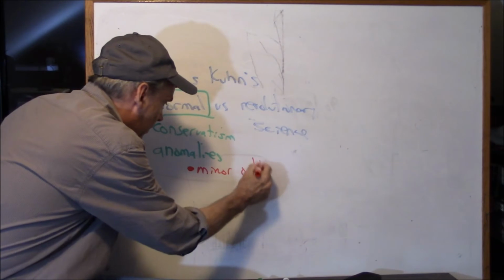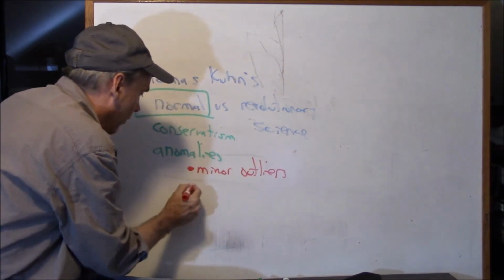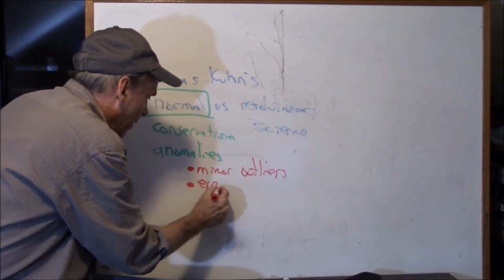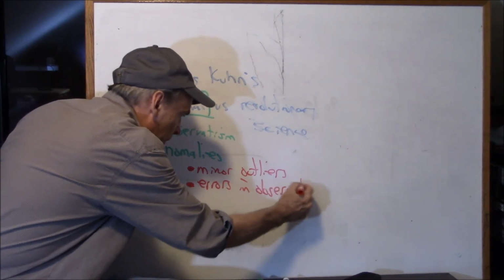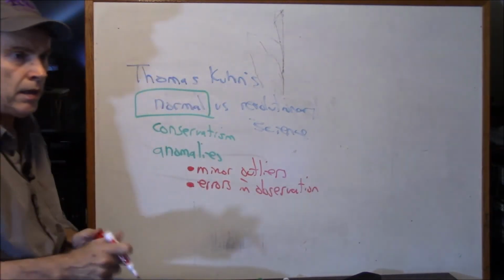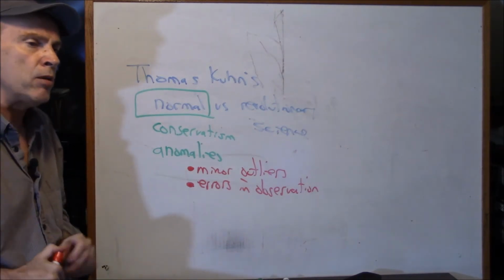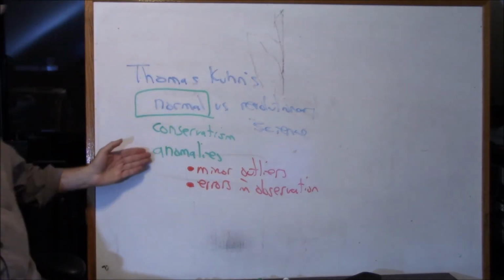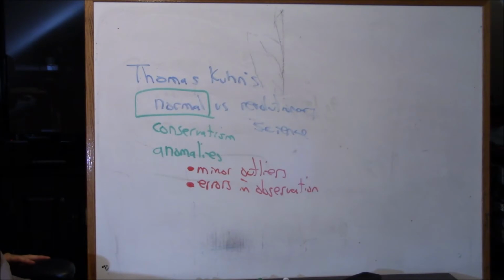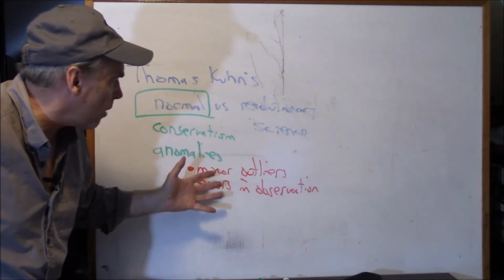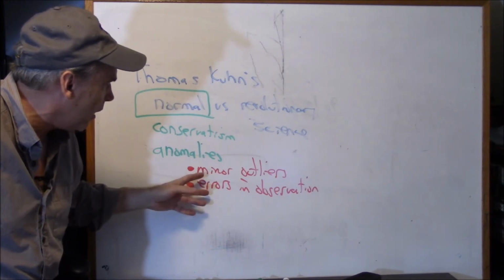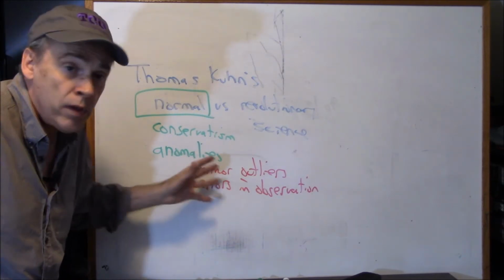minor outliers or errors in observation. So a lot of times in a school of thought, even when the anomalies accumulate, and that makes sense. You first see this and say, oh, what's wrong with these lazy sons of guns? They're just writing it all off. Well, they could be right.